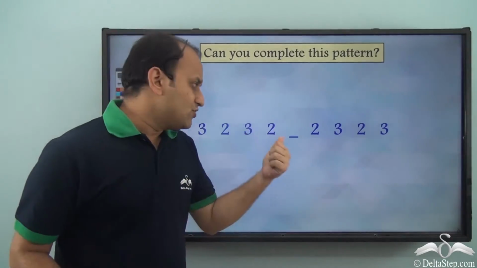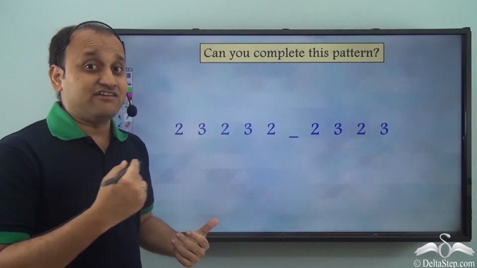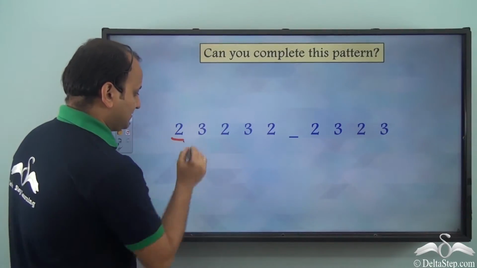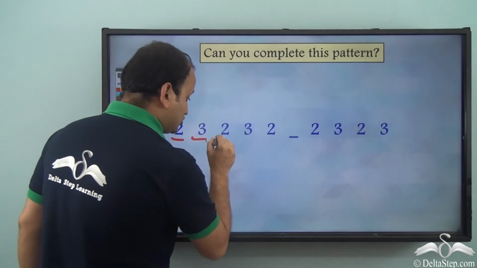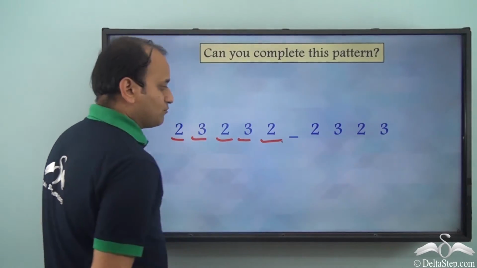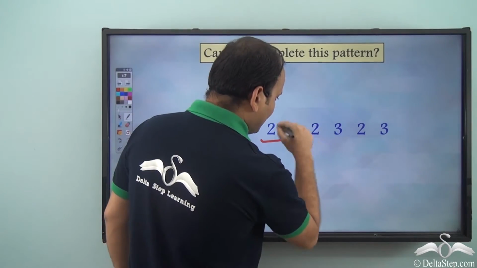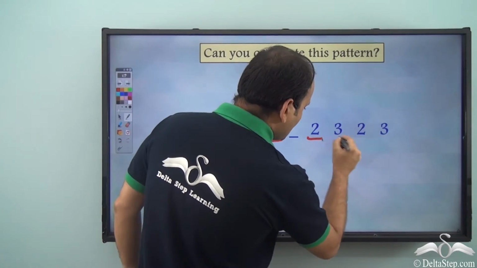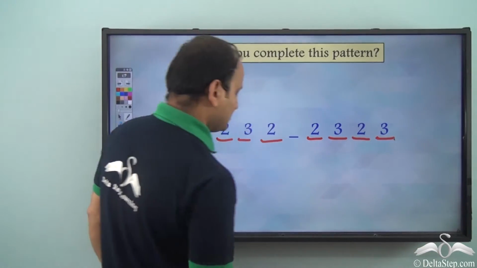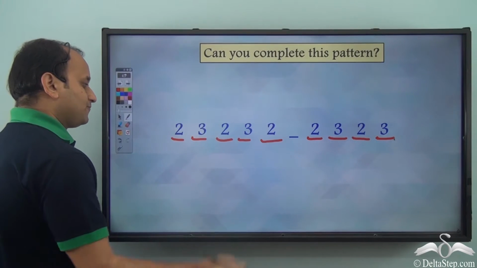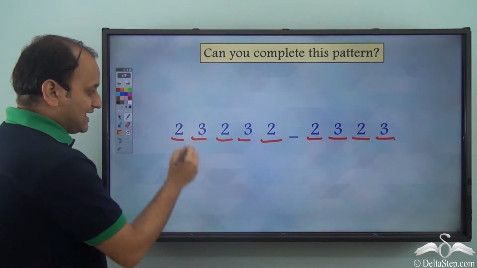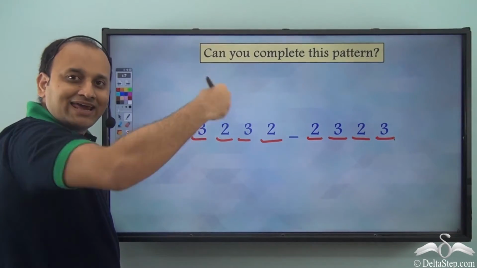Now, can you complete this pattern? We know that even numbers show pattern. So let's see. We have 2, then 3. We have 2 again, and then 3 again. Then we have one more 2. And then we don't have a number here. We have 2 and 3, 2 and 3. So what do we see? Well, every 2 is followed by a 3, isn't it? And this is repeating again and again.